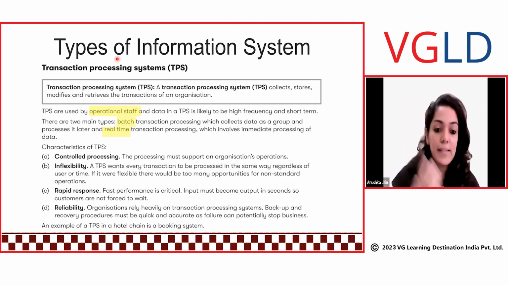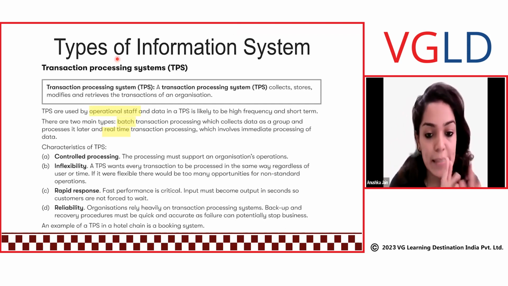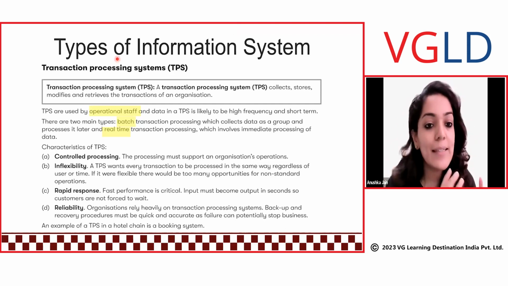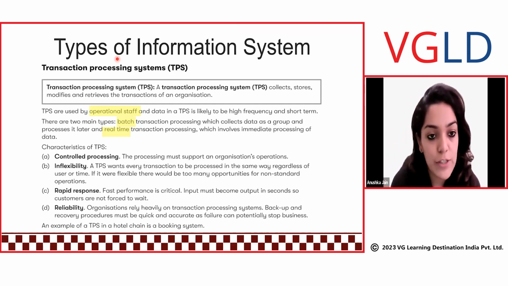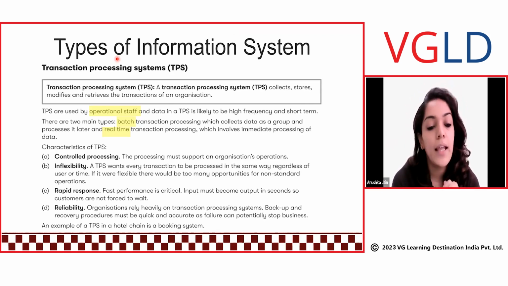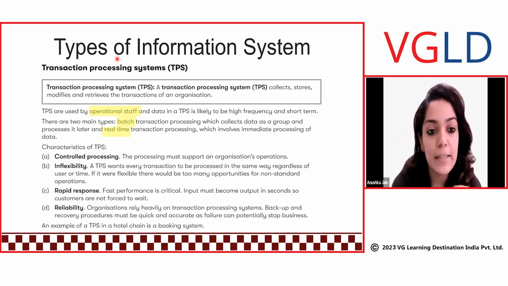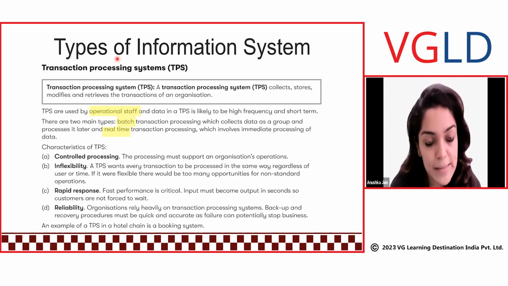So we were discussing the characteristics. That was inflexibility. You keep it standard for the people at the bottom layer so that multiple iterations don't get created and the data gets collated in a standard format. Then third is rapid response. Fast performance is critical. You cannot ask the consumers of that data to wait for you. It should be on a real-time basis.